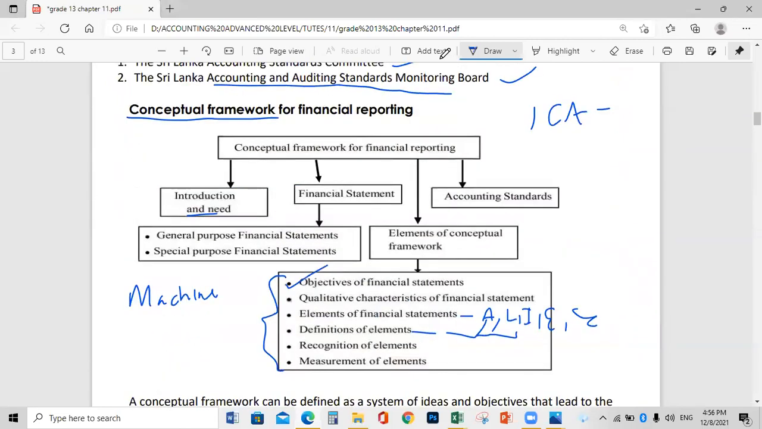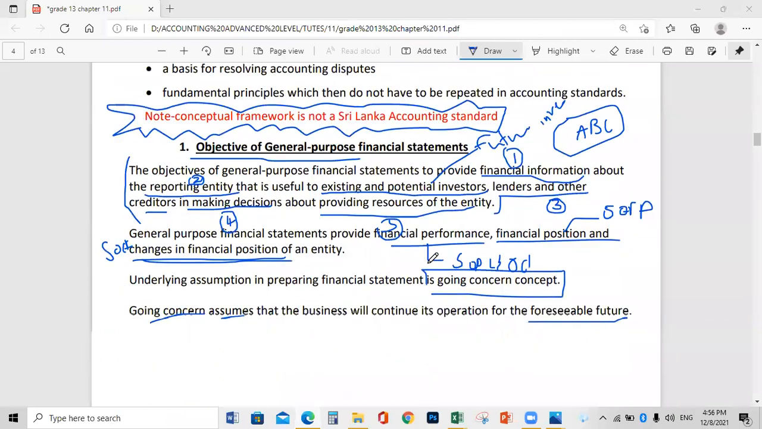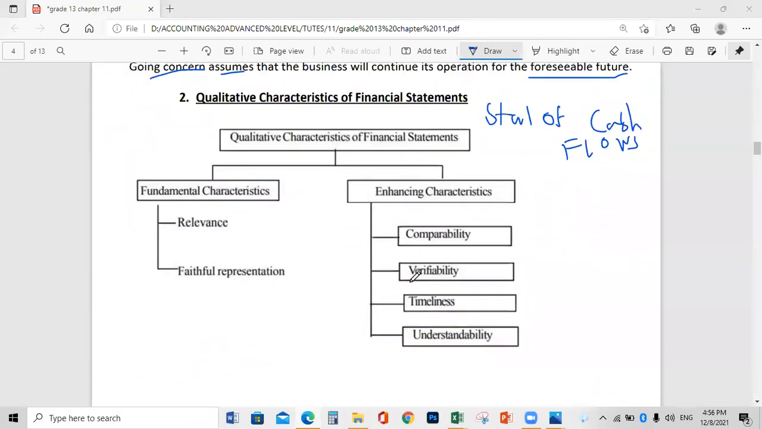We are done with the first element under the conceptual framework. Now let's go to the second one. Now you all might be thinking, okay, why is this chapter full of theory? Actually, guys, it is not fully theory. In order to do company accounts, you need to know this theory.